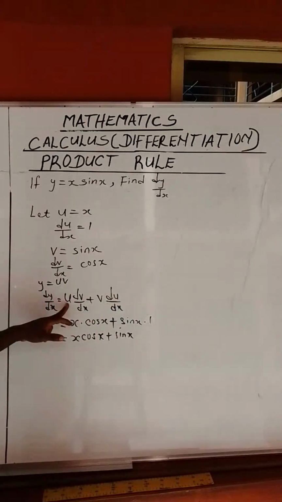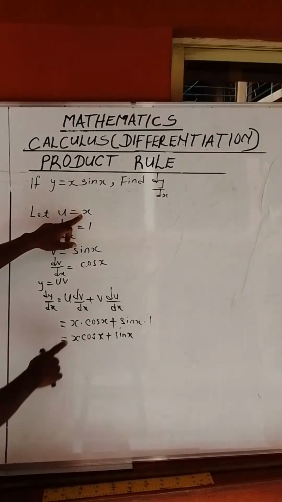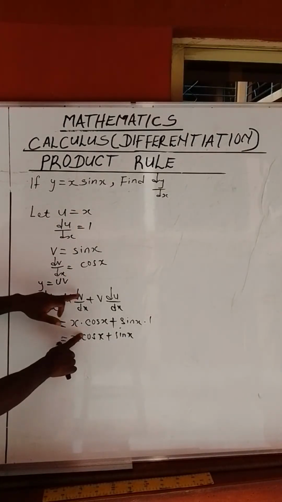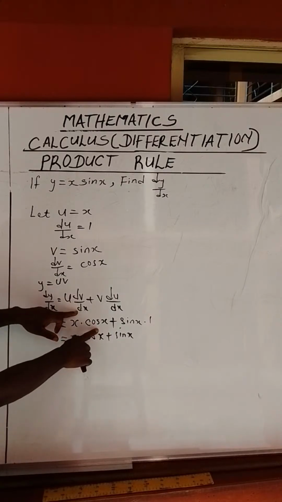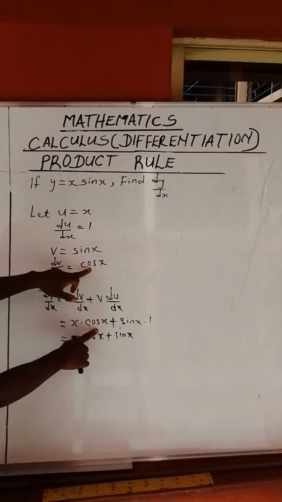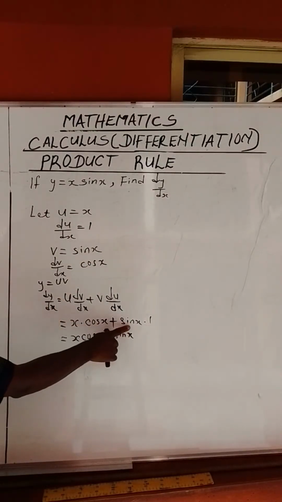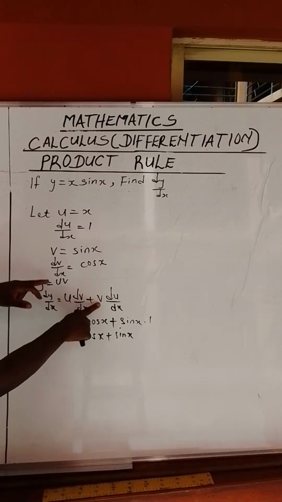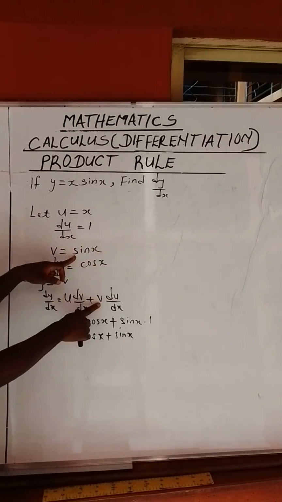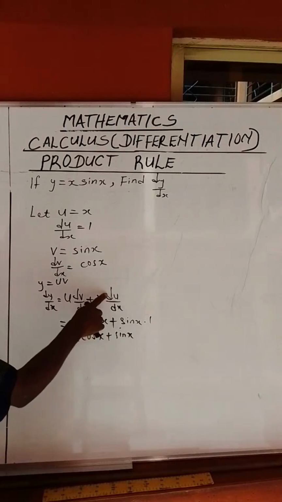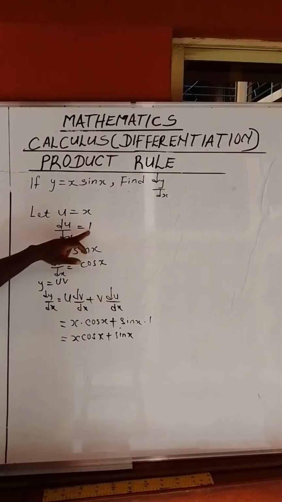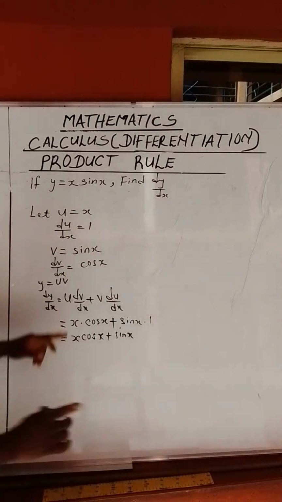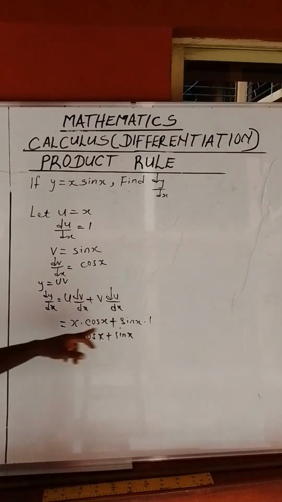The product rule here: we have our u, which is x, times dv/dx, which is cos x. Then plus our v, which is sine x, times du/dx, which is 1. Please do not forget, as I've reminded us before, this dot here is not a decimal, but it represents product, or times, or multiplication.